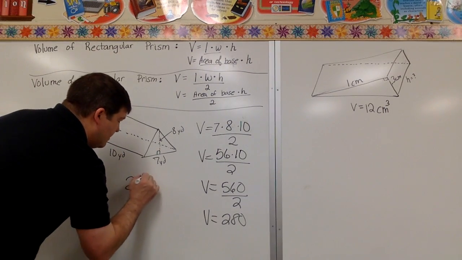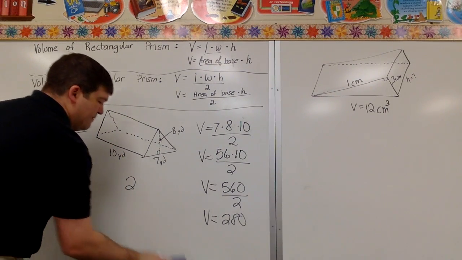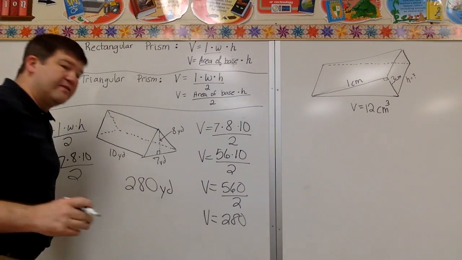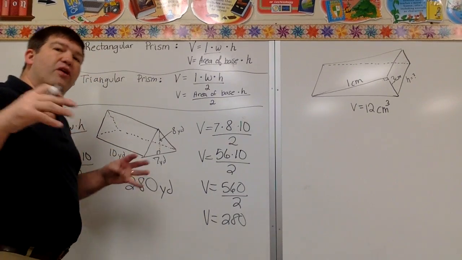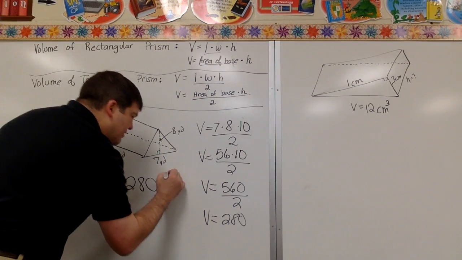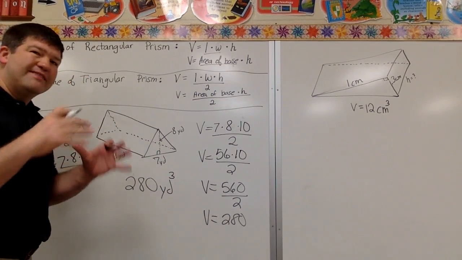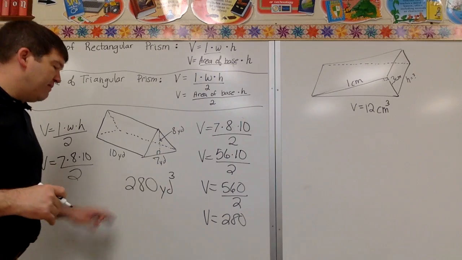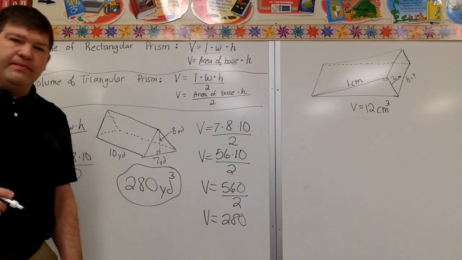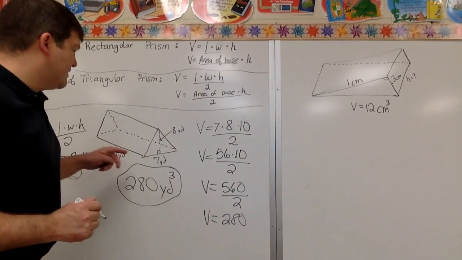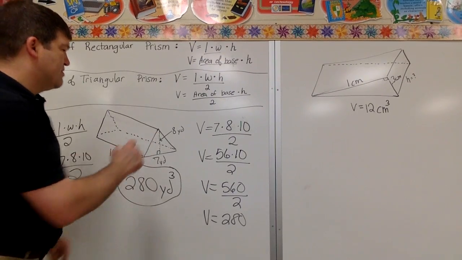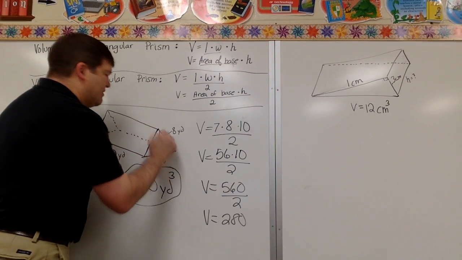280, and it's yards. And because it's how many cubes can go in it, it's cubic yards. So I'm cubing it, not squaring it. Squaring is the area, but cubing it. 280 yards cubed.